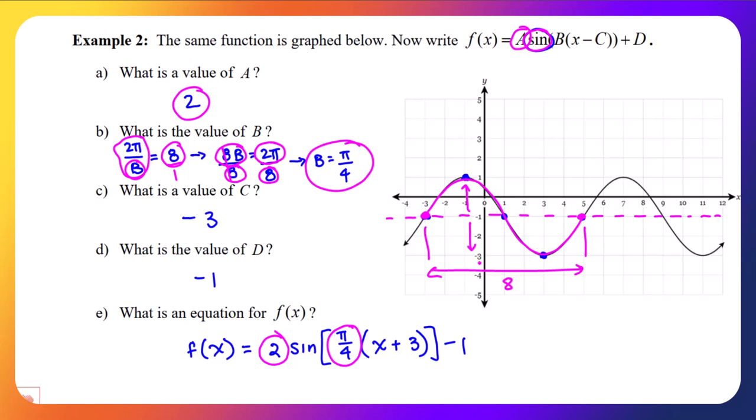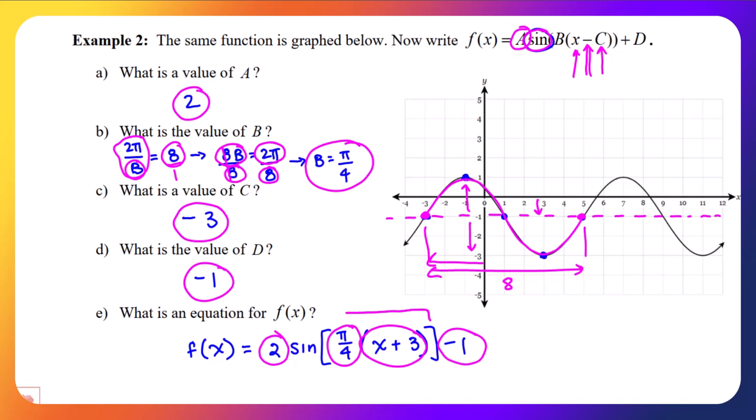This time we shifted the beginning of sine to the left 3, call that -3, but our form is x subtract c, so if I have x subtract -3, that becomes x plus 3. And then if from the midline I go down 1, the d value is -1, that's outside the jurisdiction of the function.